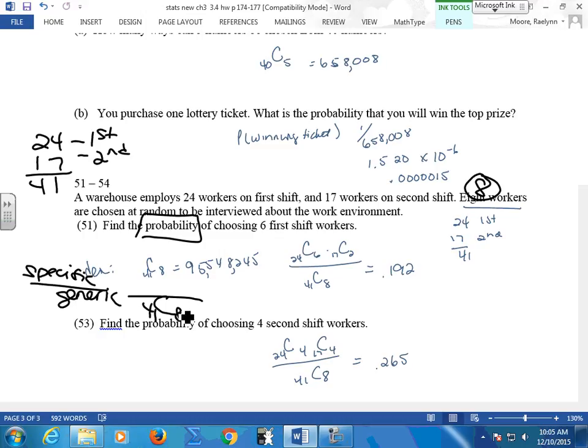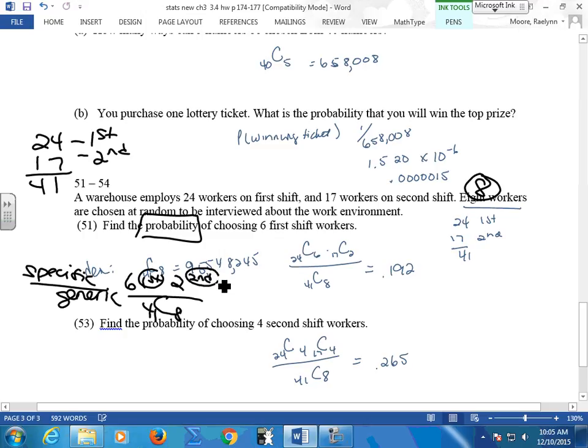That's my generic. My specific part, the part I need, is I want 6 of them to be first shift workers. So write it like this. 6 first. But I have to have 8 of them. So where are my other 2 going to come from? If 6 came from my first shift, they got to come from my second shift.